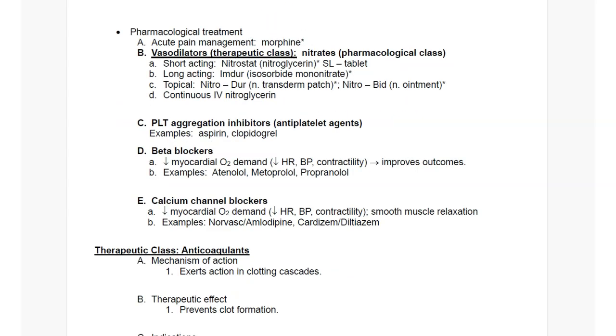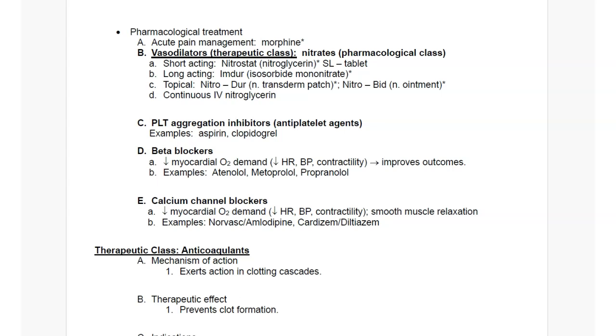All right, so pharmacological treatments for MI or myocardial infarction. Again, we can continue to give morphine for pain management, as well as vasodilators. The therapeutic class is vasodilator, and the pharmacologic class is nitrates. So we have again short-acting nitrates, so nitroglycerin sublingual. You have long-acting, which is your isosorbide mononitrate. You have the topical version, you have the nitroglycerin transdermal patch, and then you also have the nitroglycerin ointment. And occasionally some patients need to be on continuous IV infusion of nitroglycerin.